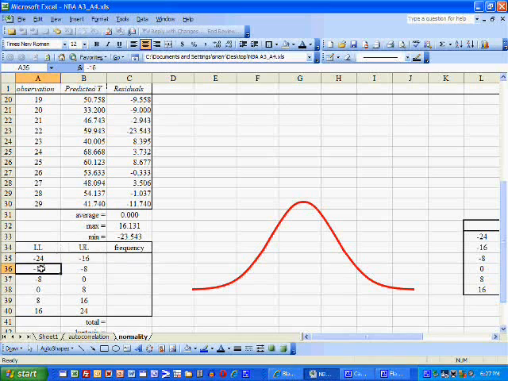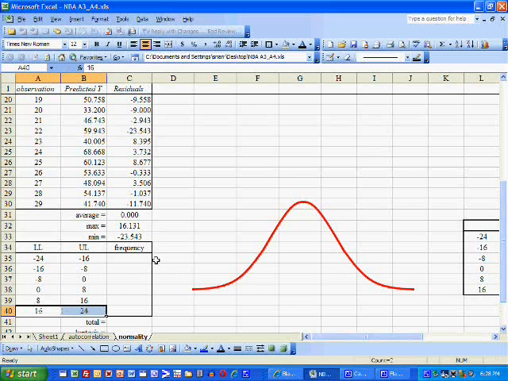And so it makes sense. The second interval is minus 16 to minus 8. The third interval is minus 8 to 0. The fourth interval is 0 to 8. The fifth one is 8 to 16. And like I said earlier, the last interval, the sixth interval, is 16 to 24. Doing it this way guarantees that the smallest residual is going to be in the first interval, and the largest residual is going to be in the last interval.